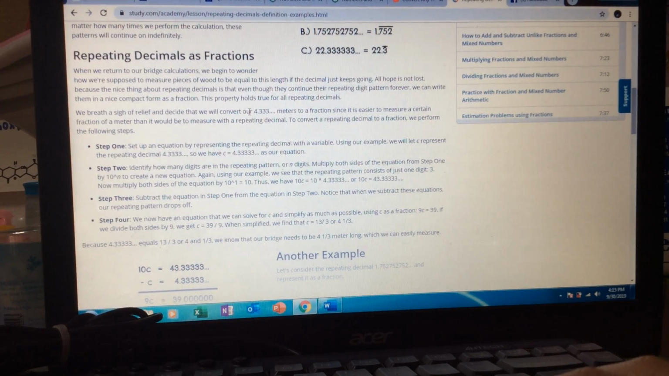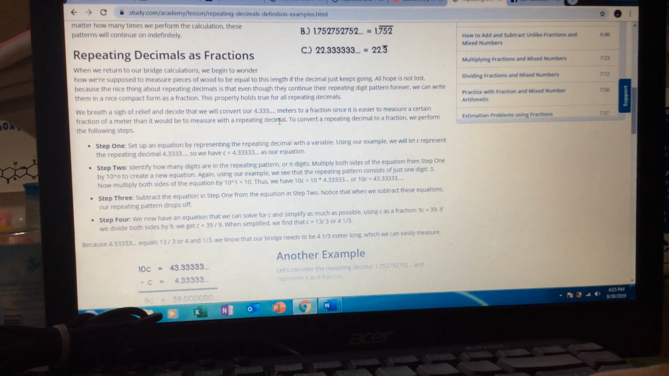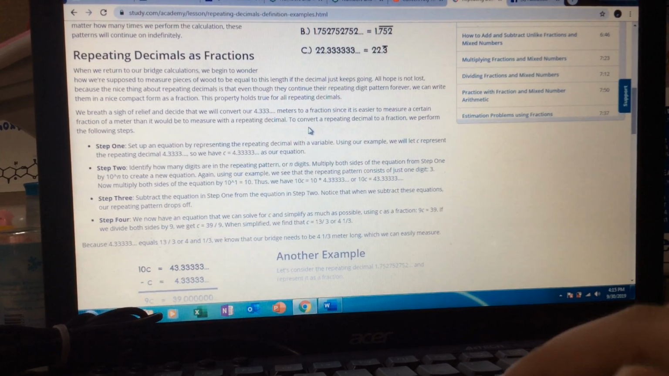We breathe a sigh of relief and decide that we will convert our 4.333 meters to a fraction since it's easier to measure a certain fraction of a meter than it would be to measure with a repeating decimal. So to convert a repeating decimal to a fraction, we perform the following steps.